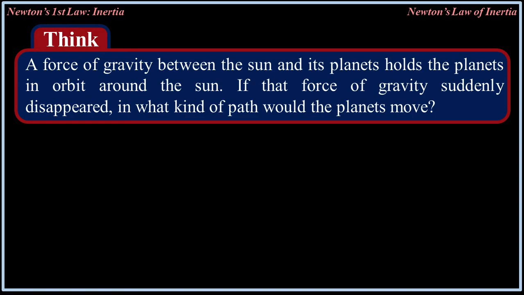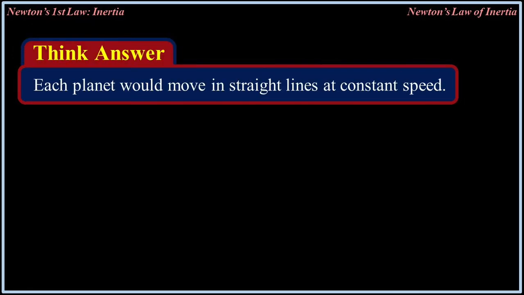A force of gravity between the sun and its planets holds the planets in orbit around the sun. If that force of gravity suddenly disappears, what kind of path would the planets move in? It would move in a straight line at constant speed. I will demonstrate that in class.